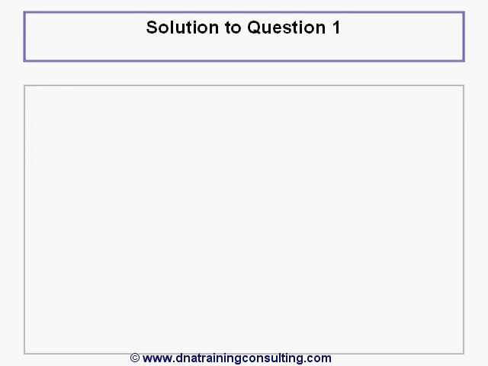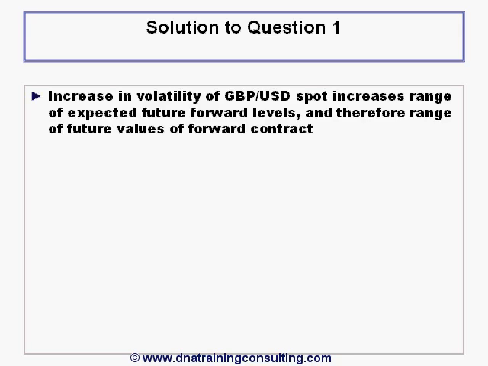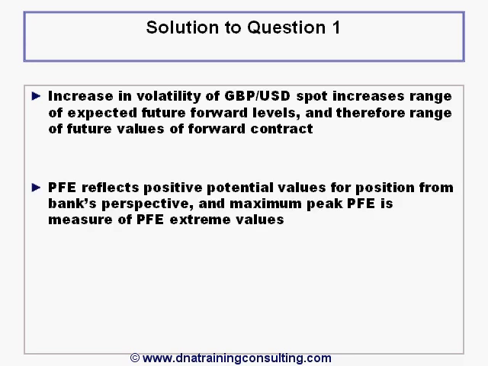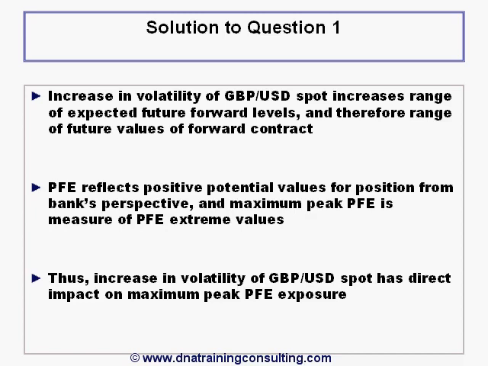Solution to question 1. An increase in the volatility of sterling dollar spot increases the range of expected future forward levels, and therefore the range of future values of the forward contract. PFE reflects positive potential values for the position from the bank's perspective, and maximum PFE is a measure of PFE extreme values. Thus, an increase in the volatility of sterling dollar spot has a direct impact on maximum peak PFE exposure.